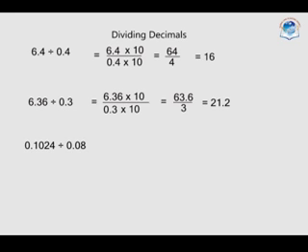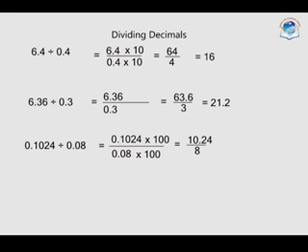Finally, 0.1024 divided by 0.08. That is equal to 0.1024 over 0.08. We make the denominator whole by multiplying it by 100, but we also do the same with the numerator. 0.1024 times 100 over 0.08 times 100. That is equal to 10.24 over 8, and that gives us 1.28. Good luck with decimals.